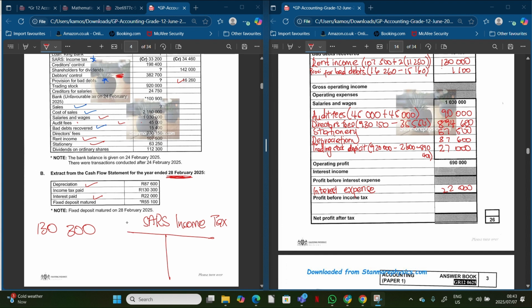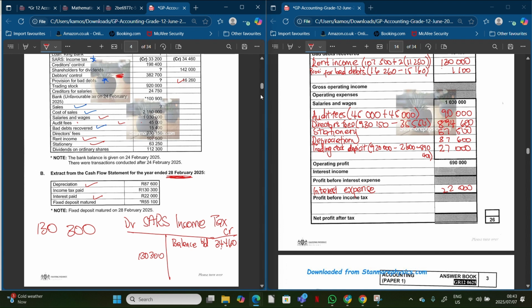We definitely know that this side we're going to have debit, and this side we're going to have credit. So we have credit, the opening balance. The balance that was brought down is going to be 34,460, because this one was for 2024 when you're closing. But now we paid what? We paid during the year 130,300.